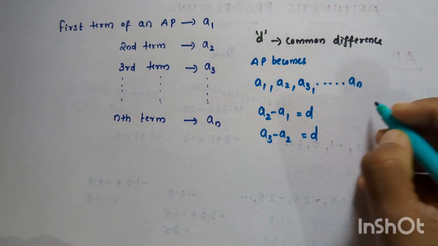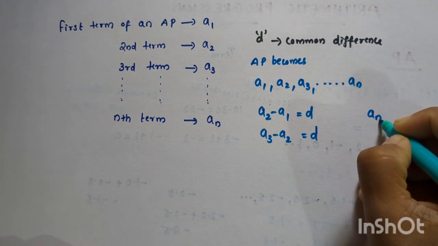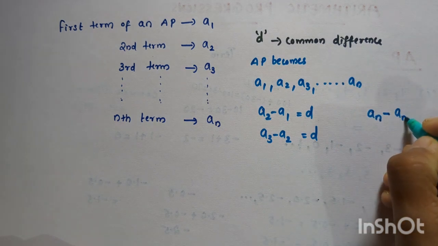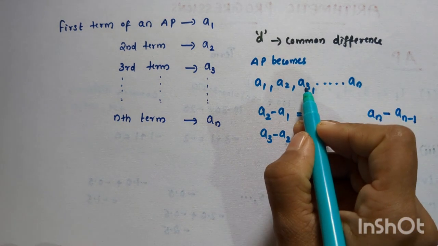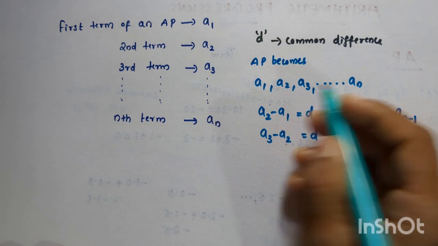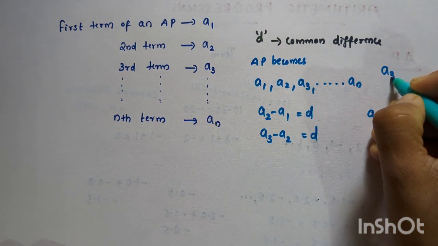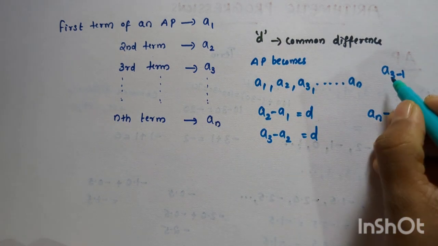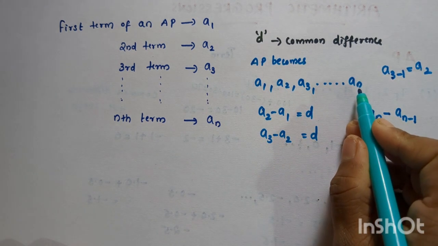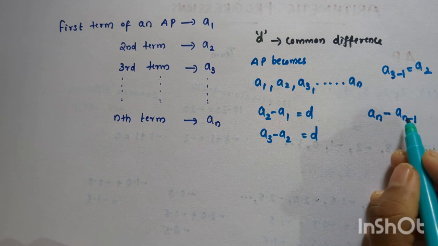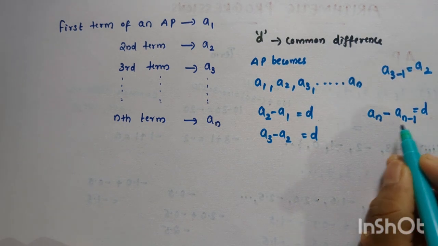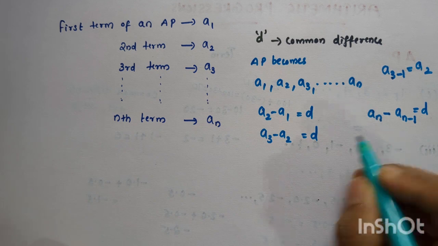Similarly, if you consider the nth term, that is An, minus the term before that nth term will be what? An minus 1. Because you see here, the third term is A3, so the second term is A3 minus 1, that is A2. Similarly, the nth term is An, so the term just before that will be An minus 1. This will also be equal to the common difference d.